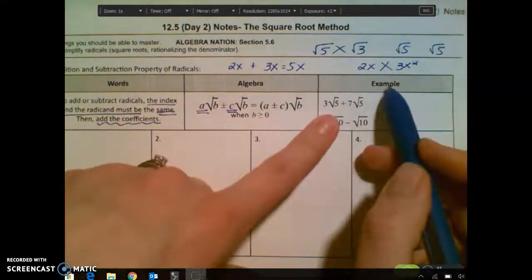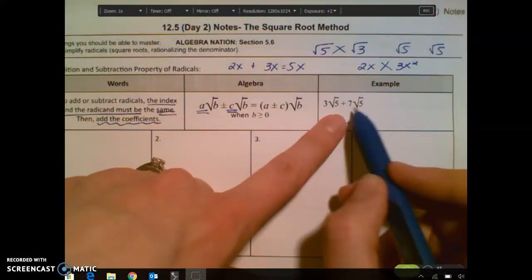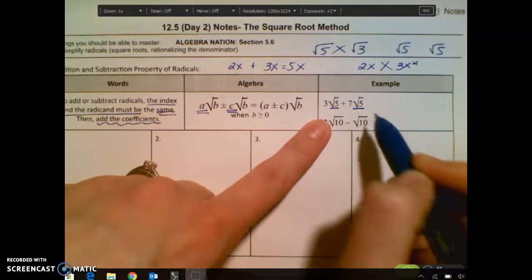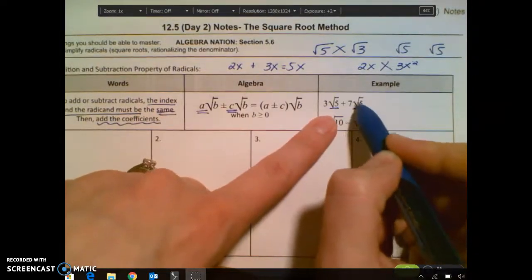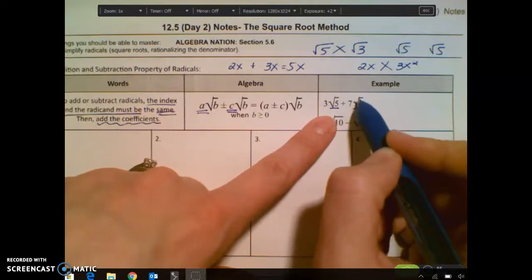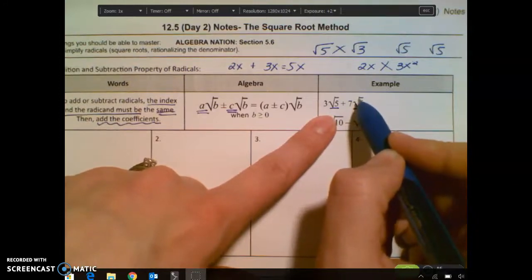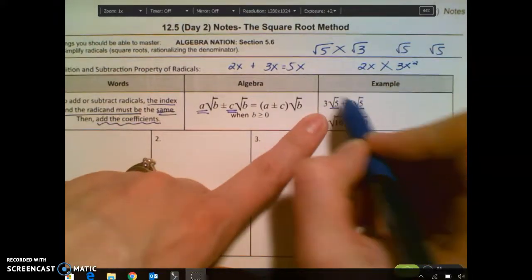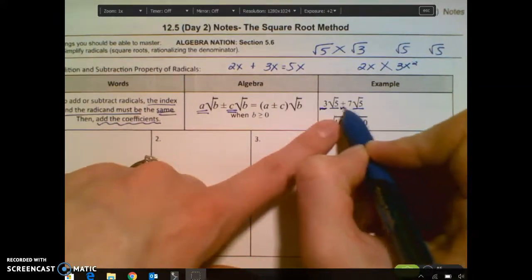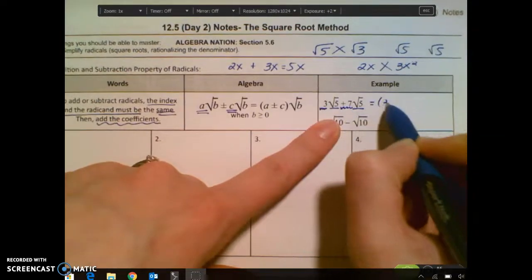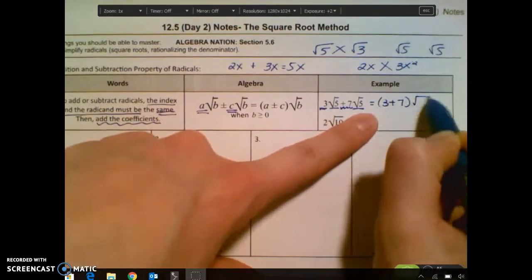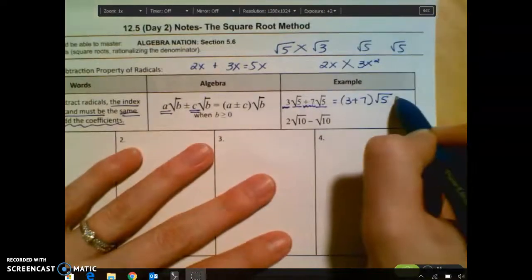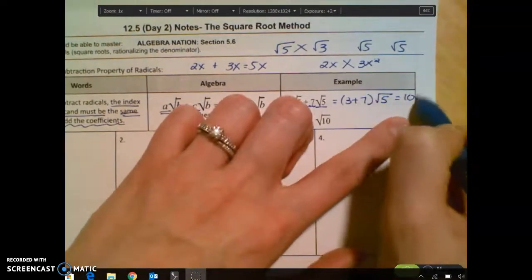So let's look at an example. 3 root 5 plus 7 root 5. Well, we see the root 5 and the root 5 are the same, and they're both square roots. We know that because there's no number, and when there's no number, we know that's a square root. So now what we do is take these coefficients. We have a 3, and we're going to add it to the 7. We just add up the coefficients, and of course 3 plus 7 is 10 root 5.